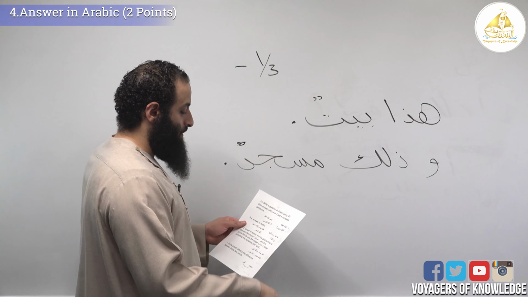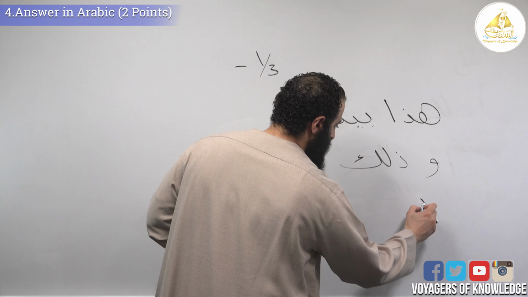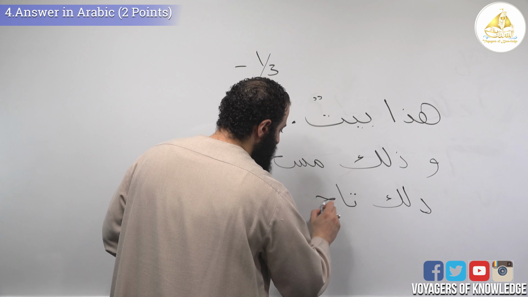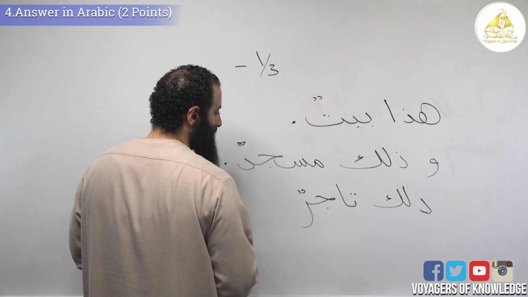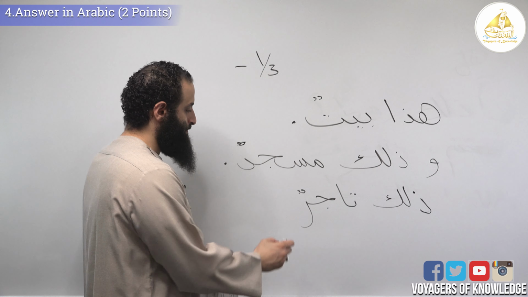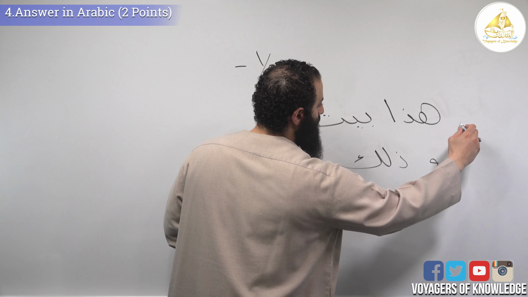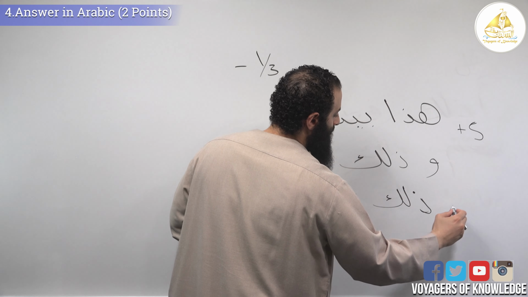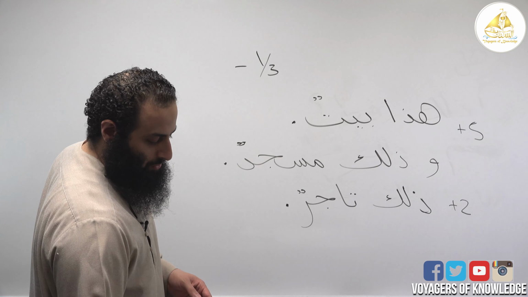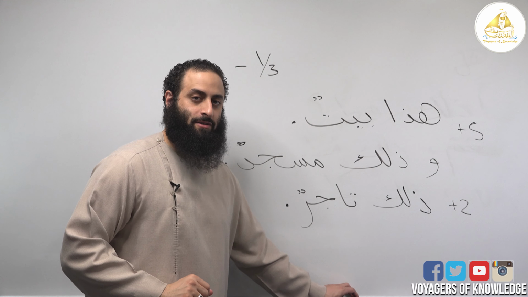Next, question number 4, it says من ذلك? You should answer ذلك تاجر. Okay, ذلك تاجر. He's a merchant. This is worth 2 points. So this one over here, worth 5. This one over here, worth 2. Okay, let me erase this and then we'll get to number 5 and 6.